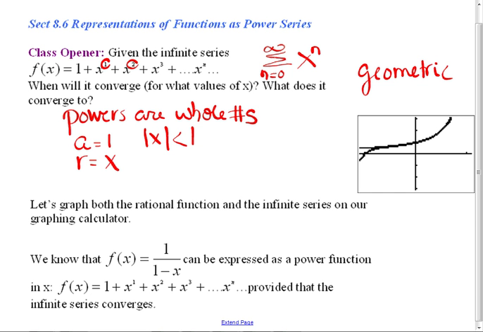So, okay, what am I going to do? S equals a over 1 minus r. Well, that's 1 over 1 minus x. So what I'm telling you is that this function is 1 over 1 minus x.